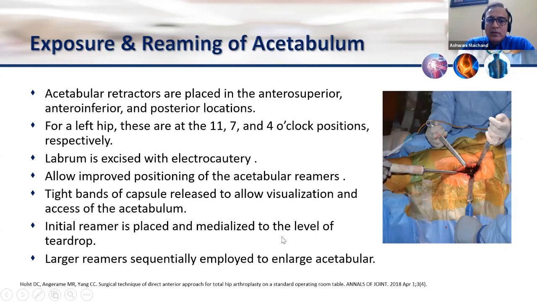Initial reamer has to be aimed at the teardrop. People who are doing it regularly know that first we have to aim at the teardrop, and then gradually we have to direct superiorly. And then sequential reamers are used to enlarge the acetabulum till we get a bleeding bone if we are using a non-cemented cup.